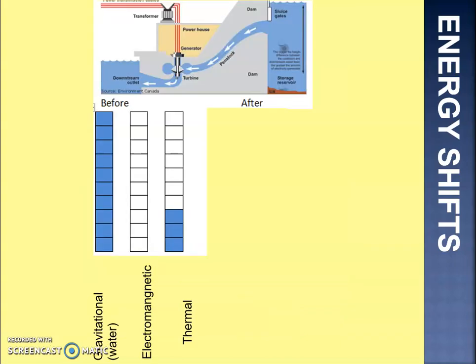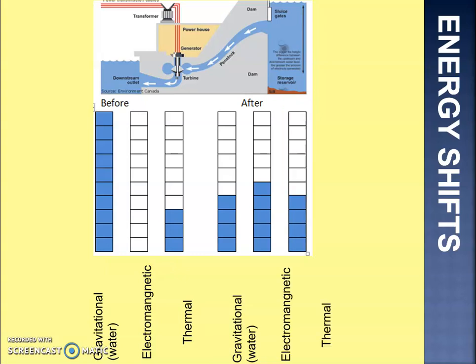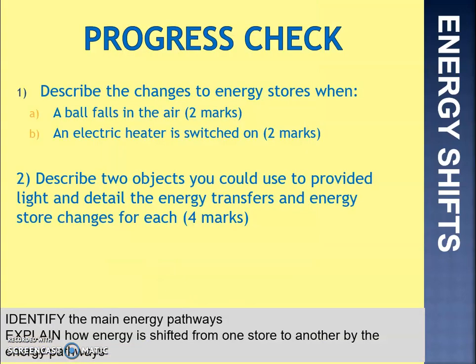And with a hydroelectric power station, we start off with gravitational energy at the top there, really, really high. No electromagnetic and no thermal. Once we start it, the gravitational drops by 6. Electromagnetic goes up by 5, which means the thermal must go up by 1. Total energy is the same.